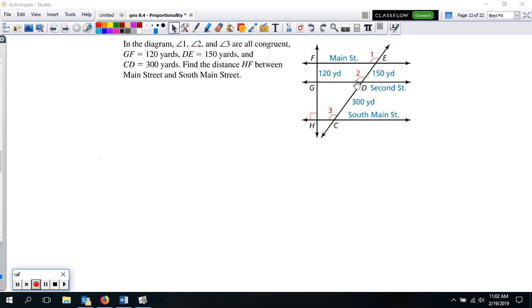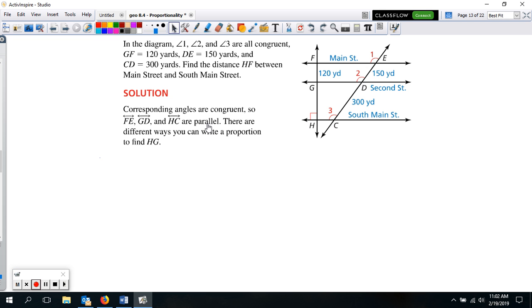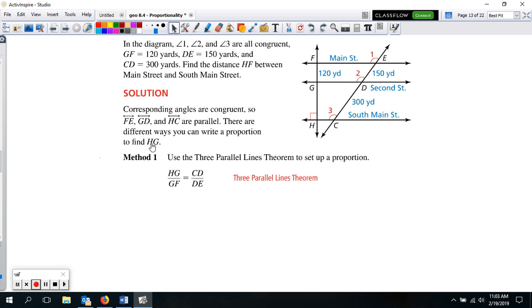So that proves, because these are corresponding angles, that these are parallel. Corresponding angles are congruent, so we could say that those are all parallel. And that means we can write then a proportion to find the HG. And so that's what they're going to do here using these other three. We're going to do a little proportion here.